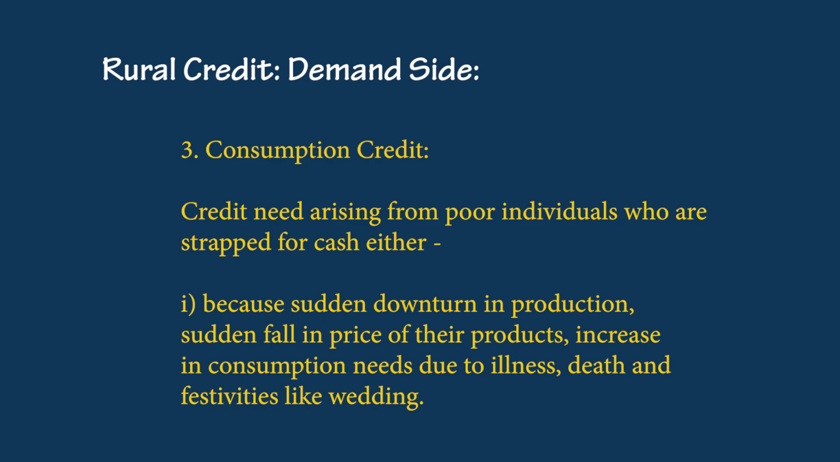The third type of demand for rural credit is consumption credit. That is, the credit need arising from poor individuals who are strapped for cash, either number 1, because of sudden downturn in production, sudden fall in prices of their products, increase in consumption due to illness, death and festivities like wedding.